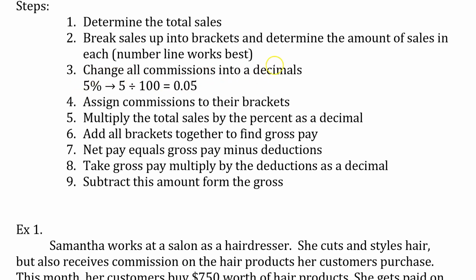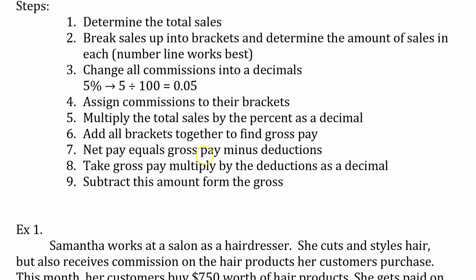Step 3, change all the commissions into decimals, so 5%. The way that we change that into a decimal, we go 5 divided by 100 and we get 0.05. Step 4, assign the commissions to their brackets. Step 5, multiply the total sales by the percent as a decimal. Step 6, add all the brackets together to find the gross pay.